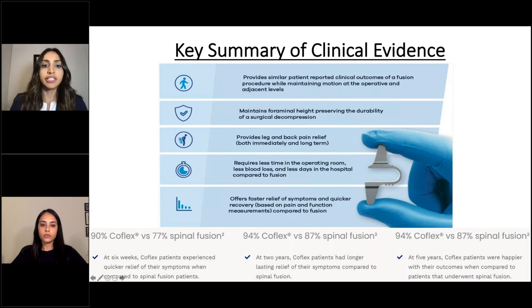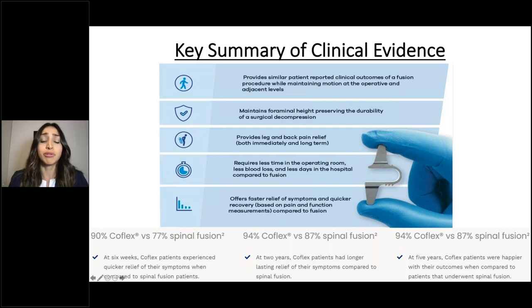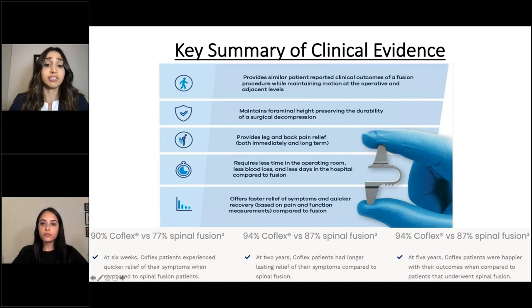So in summary of this device, it seems to provide similar patient-reported clinical outcomes of a fusion procedure while maintaining motion at the operative and adjacent levels. It also maintains foraminal height, preserving the durability of a surgical decompression, and provides immediate and long-term leg and back pain relief. It also requires less time in the operating room, less blood loss, less days in the hospital compared to a fusion, and also offers faster relief of symptoms and quicker recovery.